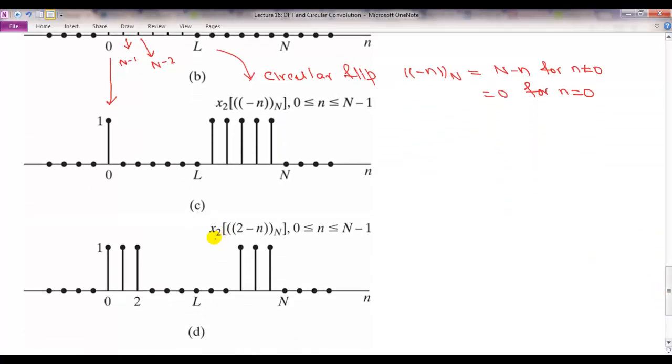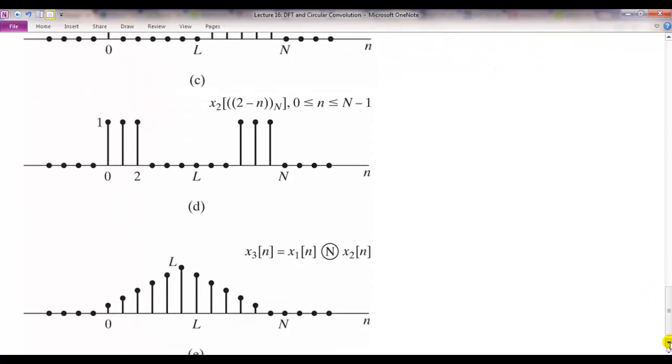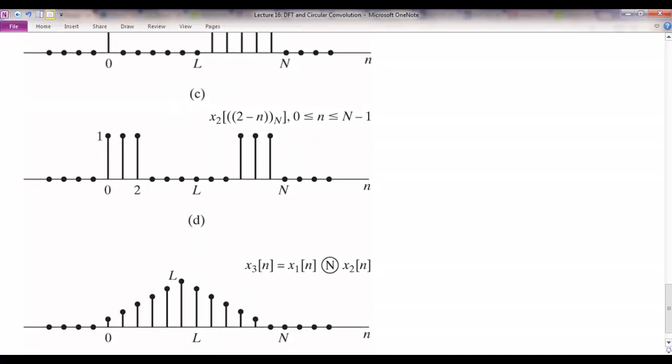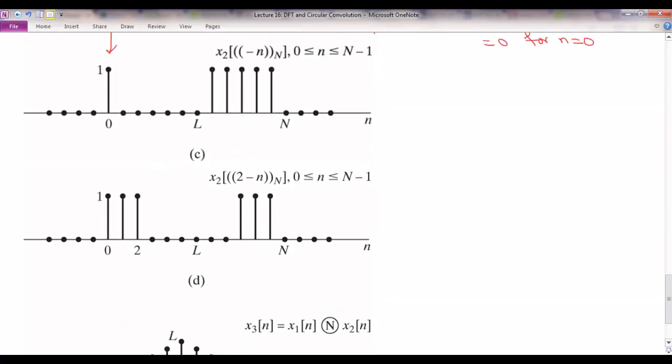So you shift it. For example, this is a circular shift by 2, which means that you are going to keep on moving things here, and you cannot go beyond N. So when you shift by 2, two of these things will move here, this will move by 2, and so forth. And the final answer depends upon the value of N.